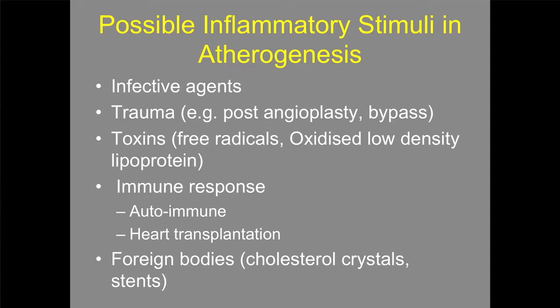There is trauma in terms of treating coronary disease. We use angioplasty, which is passing a balloon into the artery and expanding it. There's bypass surgery, where the coronary artery affected is bypassed. There are free radicals, toxins, oxidized low-density lipoprotein, which I'll mention in a minute. There's autoimmune responses. Heart transplant patients develop a very rapid, accelerated atherosclerosis. And finally, foreign bodies. And these include cholesterol crystals, which, if you look at a section through a coronary artery, you can actually see these crystal clefts within the artery.